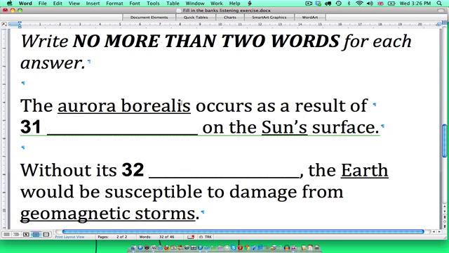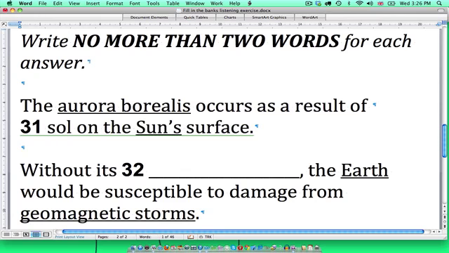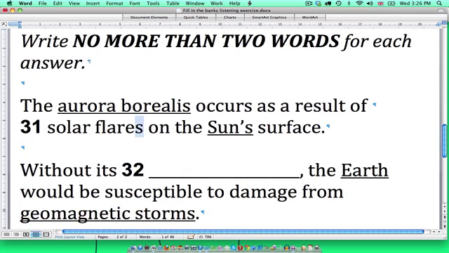And so he says, solar flares explode on a regular basis. These solar flares release energy that produces a geomagnetic storm, but all we're interested in is what happens on the sun's surface, which is solar flares. And that is the answer to question 31.